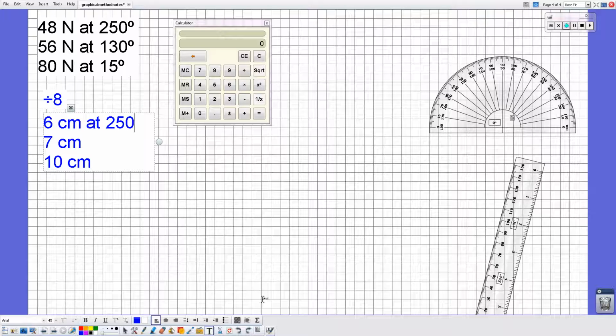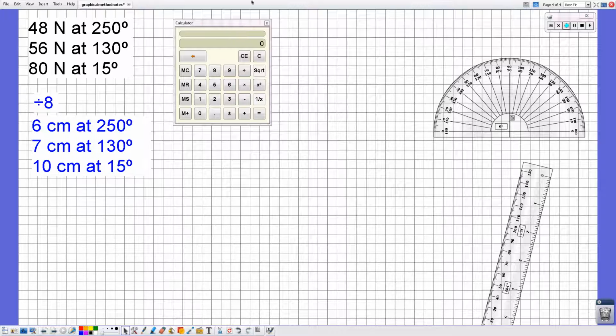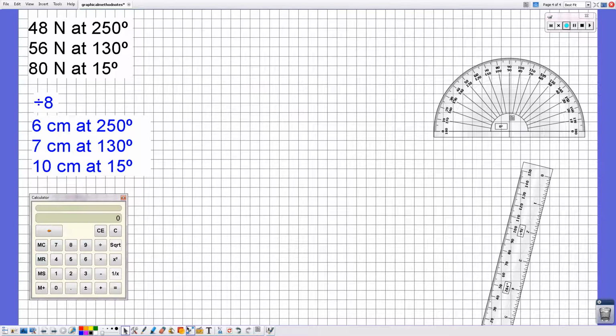250 degrees, 130 degrees, and 15 degrees. Now, it does not matter what order you do these in. Doesn't matter. I'm going to do them top to bottom, just because. Alright, so I'm going to choose my spot. I'm going to make it a little higher than normal, because I know I'm going to go down. So I'm going to do it there, should be good.